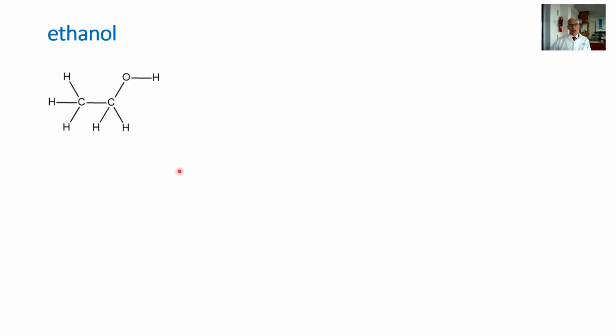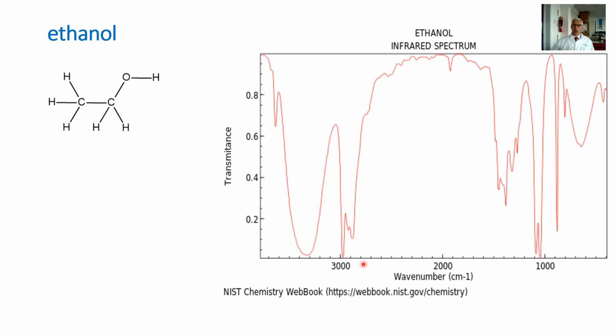So let's look at an example, ethanol. So ethanol has bonds of interest: carbon-hydrogen, carbon-oxygen single and oxygen-hydrogen. If irradiated, it produces an infrared spectrum. These dips are actually referred to as absorption peaks. This line here is zero absorption, so this is a maximum. This is an absorption peak. This is an absorption peak. So we've got peaks here, here, and here.